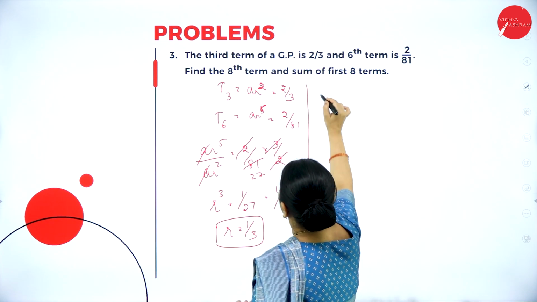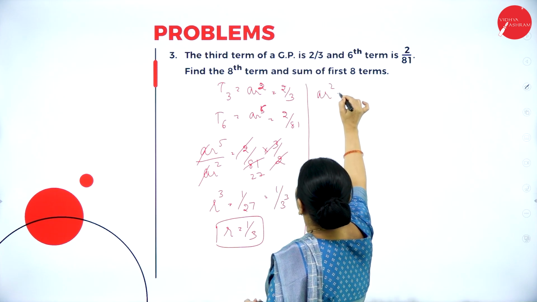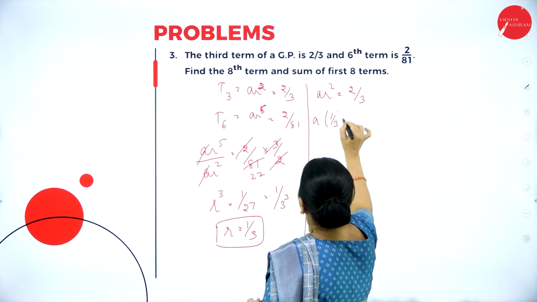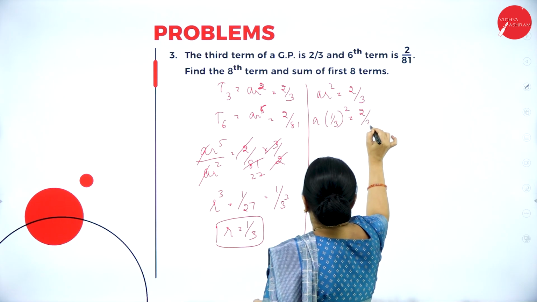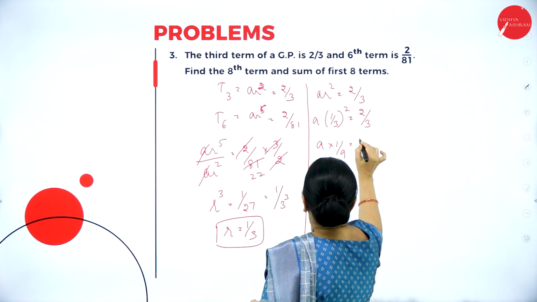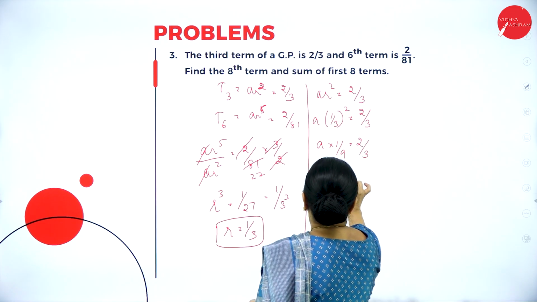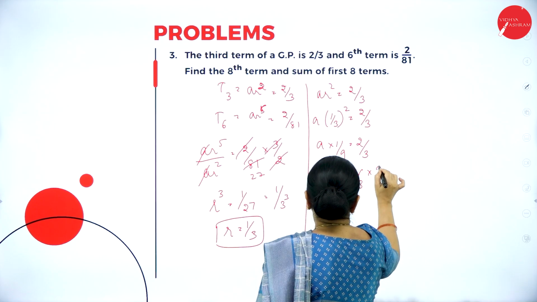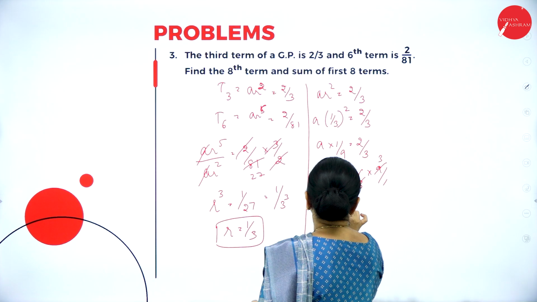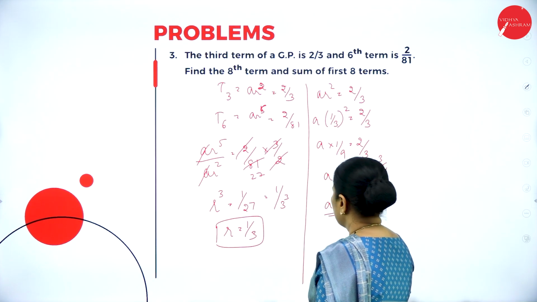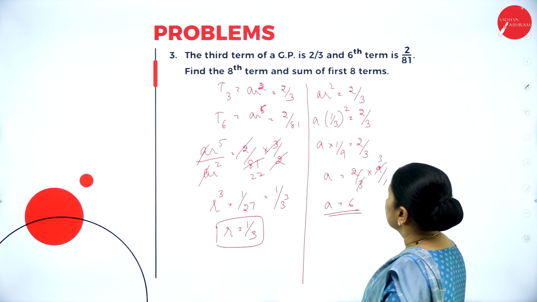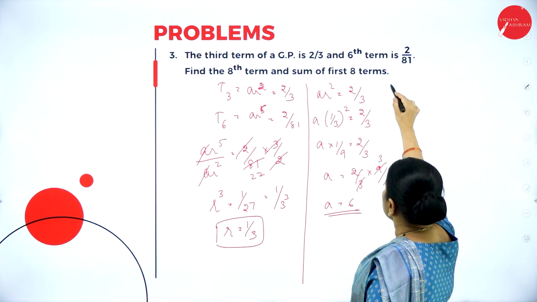So we got the value of R is equal to 1 by 3. Now I'll substitute here. So AR square equals 2 by 3, A into 1 by 3 the whole square equals 2 by 3, or A into 1 by 9 equals 2 by 3. A equals 2 by 3 into 9 by 1. So 3 3s are 9, so A is equal to 6. So we got the value as A is equal to 6, R is equal to 1 by 3, and find the sum of the first 8 terms.